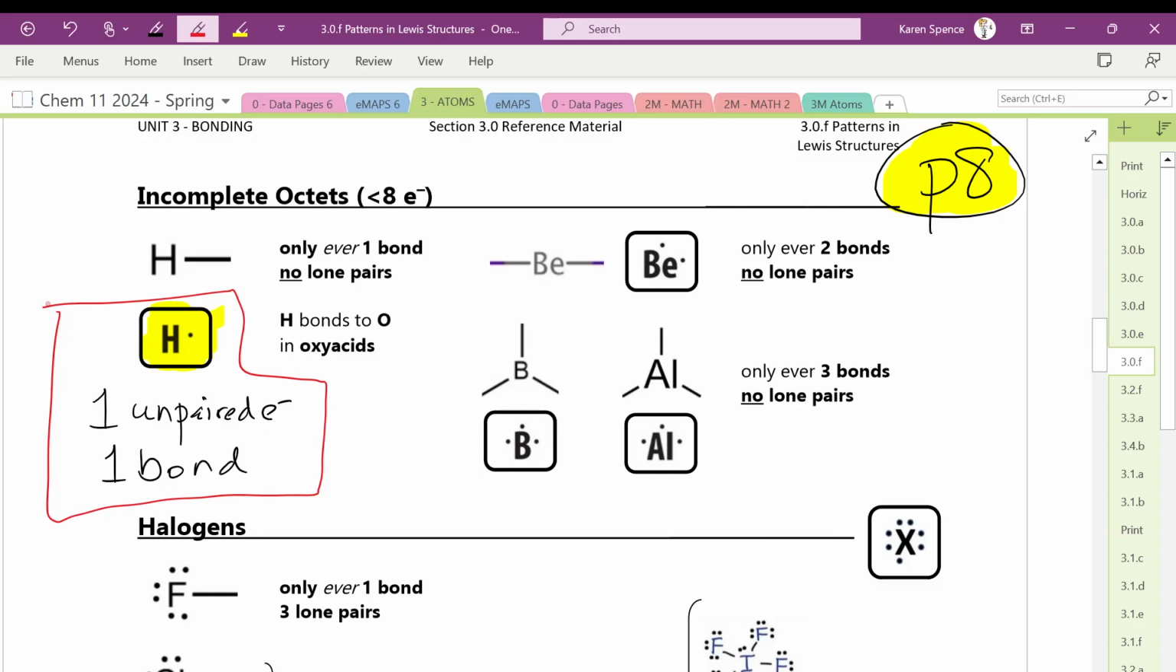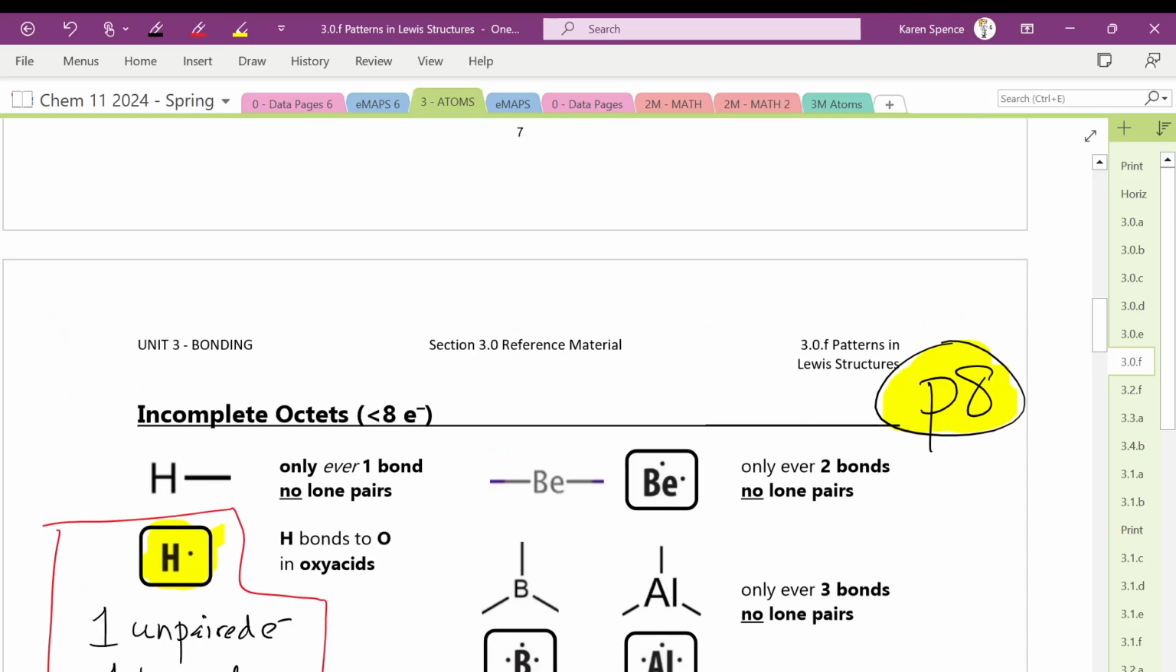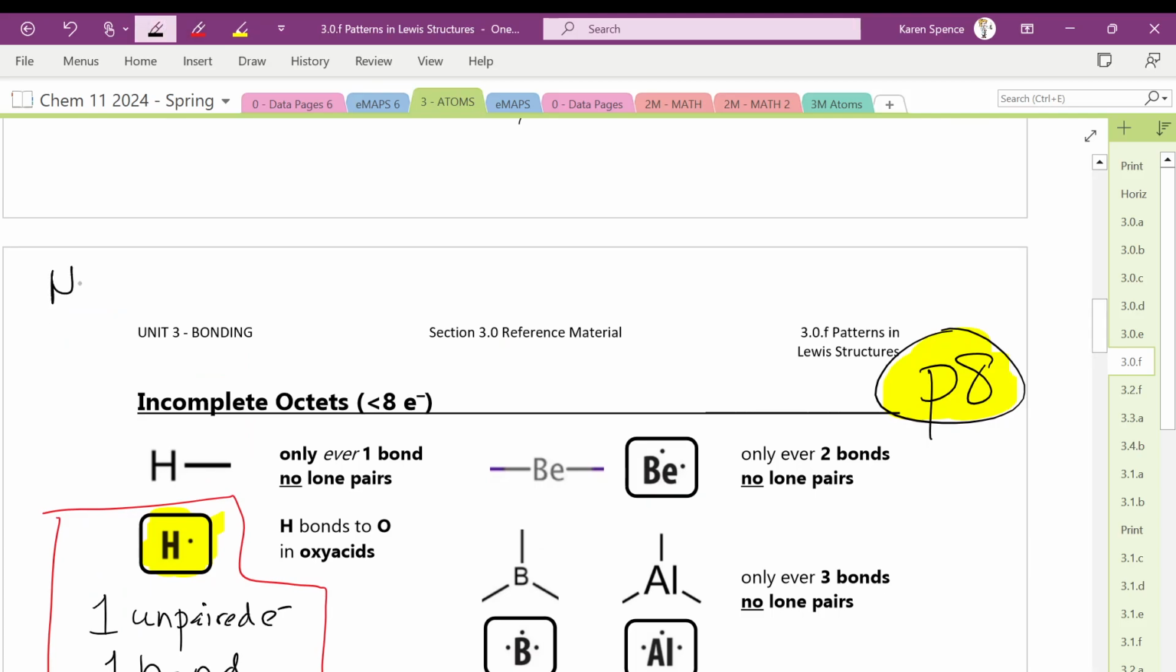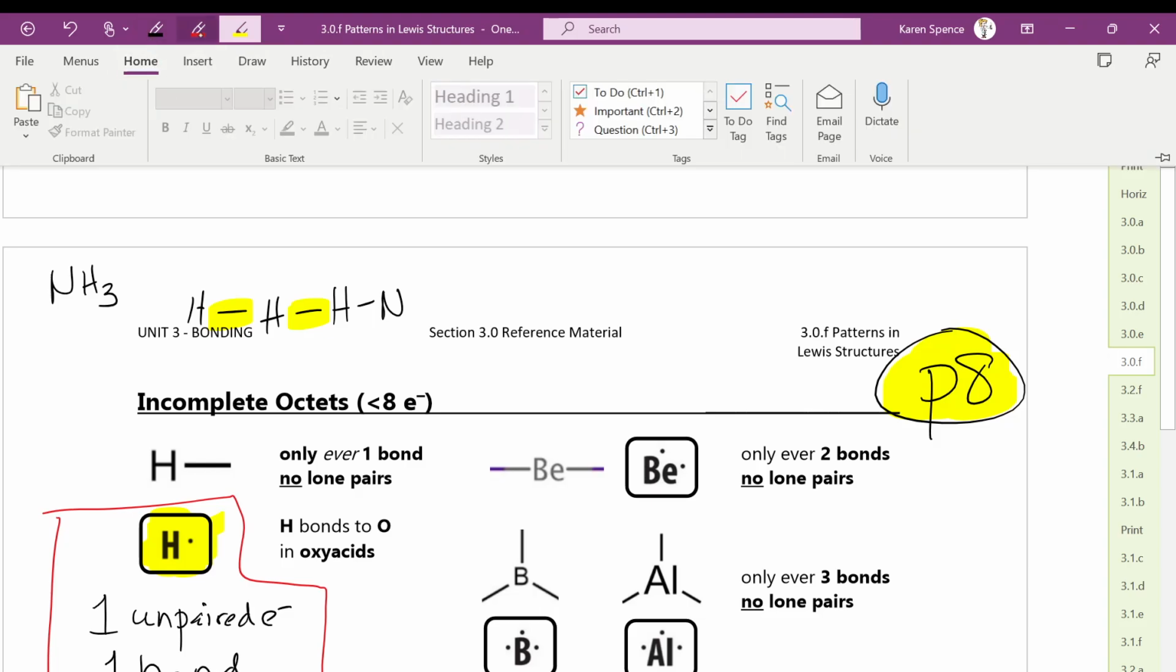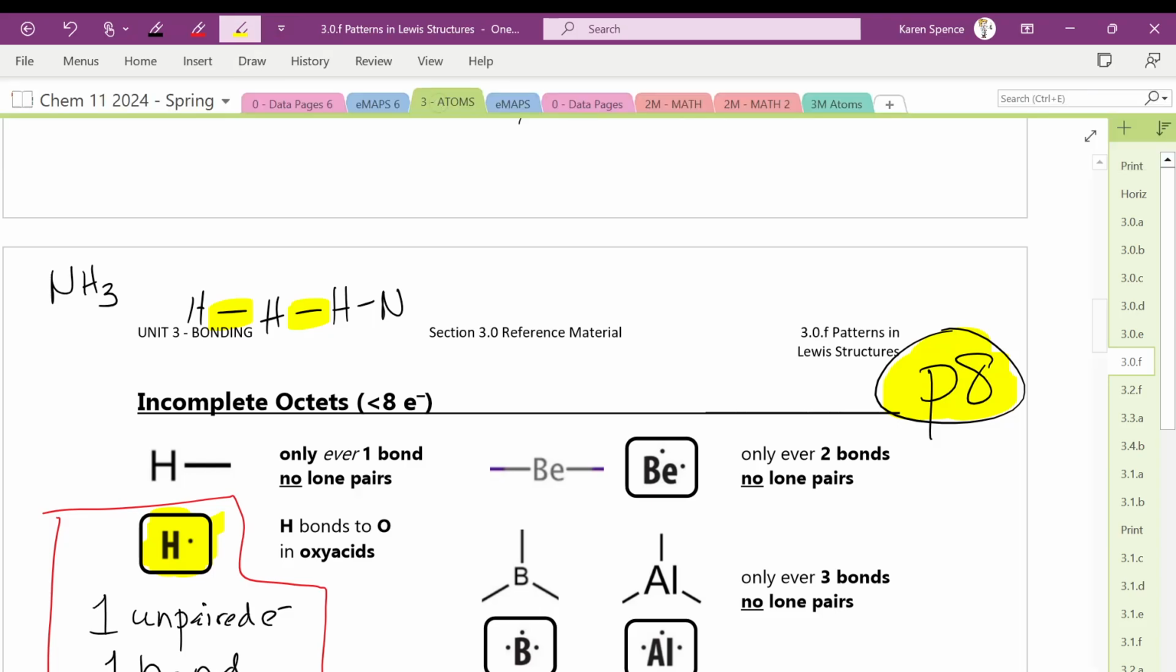So never try and put hydrogen in the middle of a structure. Would it make sense to say, let's say I have NH3. Would it make sense to go H, N, H, H? Is that a structure that makes sense? No, because this hydrogen would have two bonds, and this hydrogen would have two bonds. So we don't want a structure like that because hydrogen can only ever have one bond.